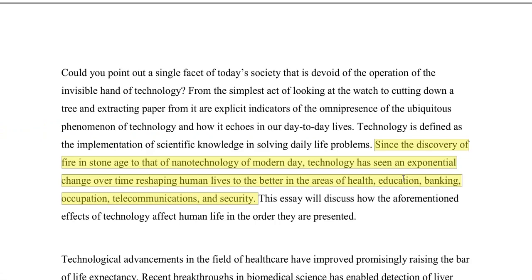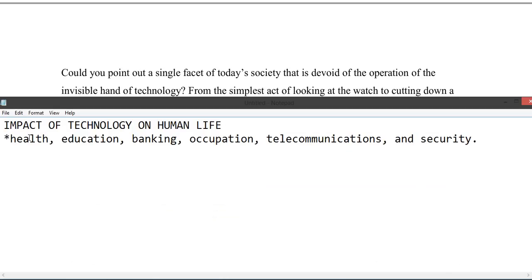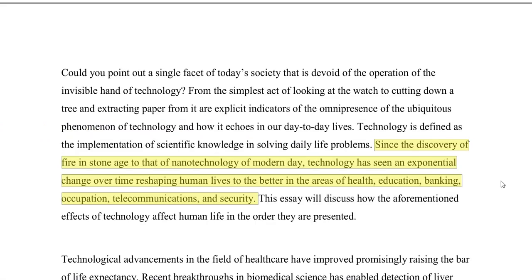Okay, once again we look at our thesis statement. Thesis statement is the statement which announces to the reader what you are going to talk about. So what we are going to talk about is in relevance with the topic, impact of technology on human life, not the impact of agriculture. Okay, right?